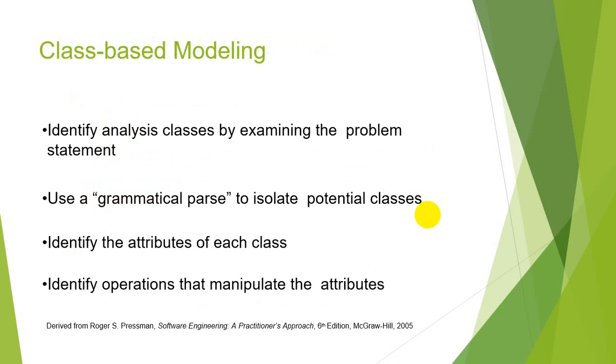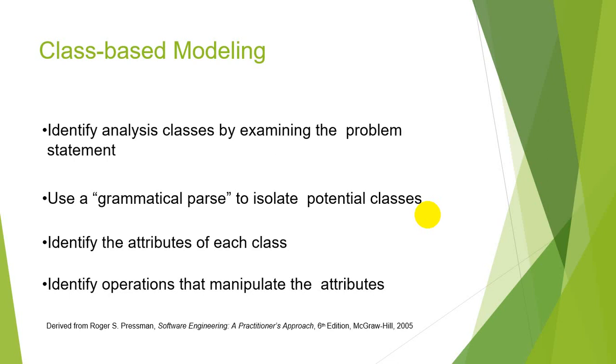So class-based modeling identifies analysis classes by examining a problem statement. So how to start class-based modeling? You have a requirement document, you have a requirement description. So the analysis classes are identified by examining the problem statement, the set of requirements given by the client. You analyze those requirements, you analyze those descriptions, and try to identify the classes and objects.